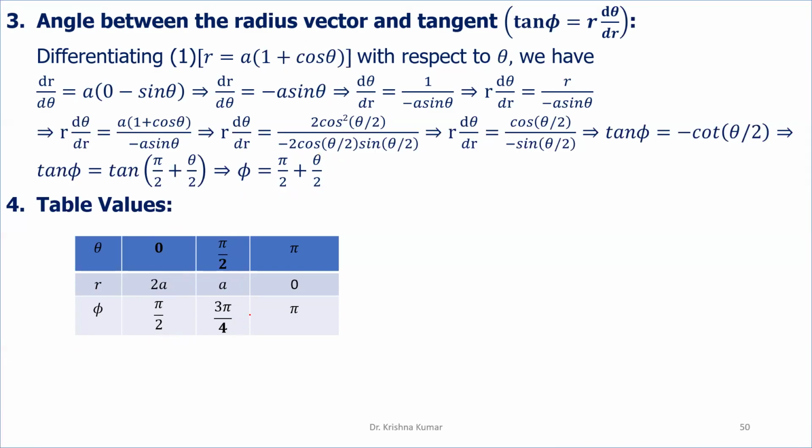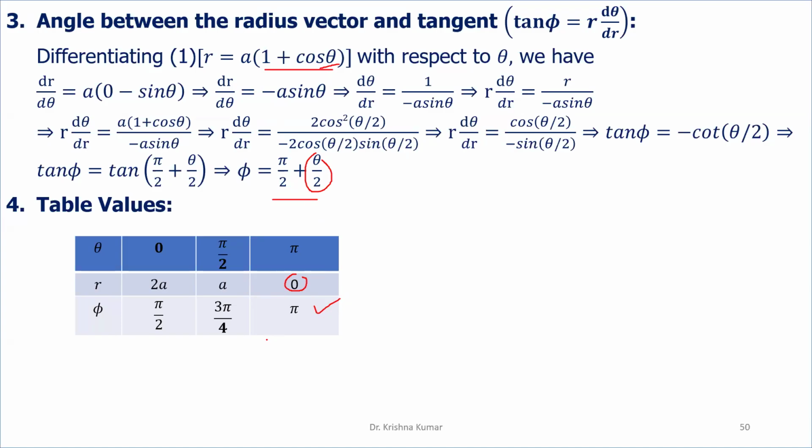Now if you put the value of theta equal to pi, then cos pi is minus 1, so minus 1 plus 1 is 0. So r equal to 0. And what about phi? Phi will be pi by 2 plus pi by 2, which gives us pi. So these are the three values we have considered.